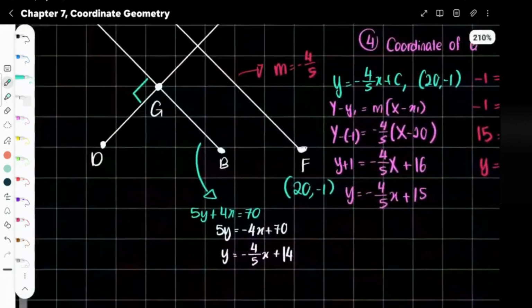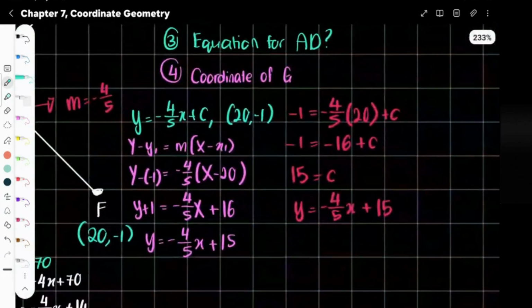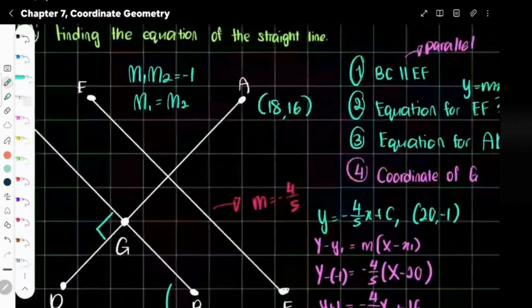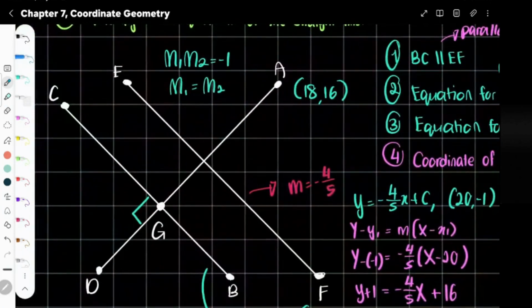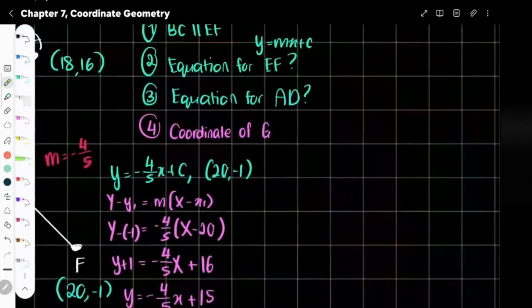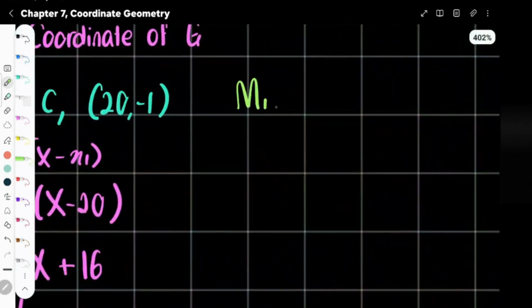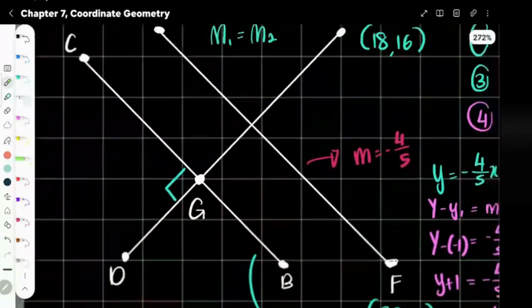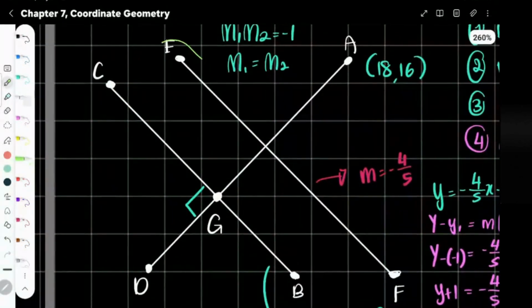I'm just going to erase this part here because it's not important. So you have this, 18 and that one, so you have to multiply this one here. Oh, green color, let me use green color. Now M1 times M2 equals negative 1. So what is the M that you're going to use here? Don't tell me you're going to use the M for this value here. Why?